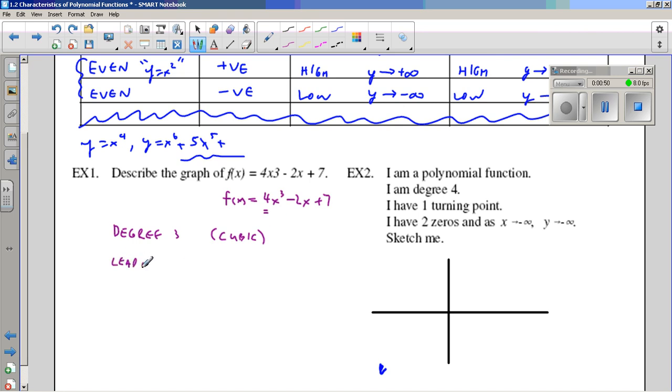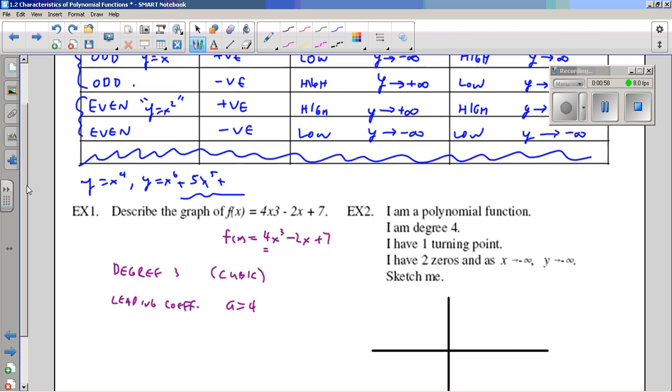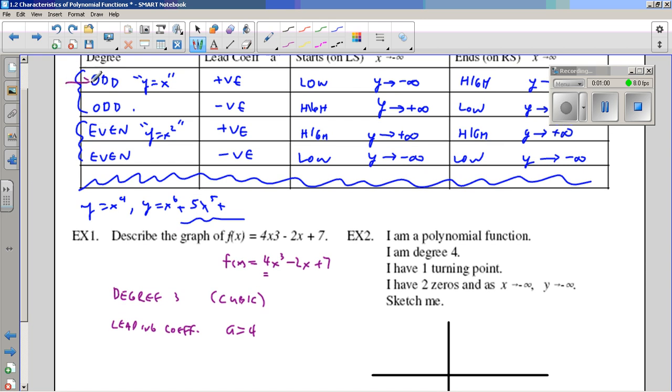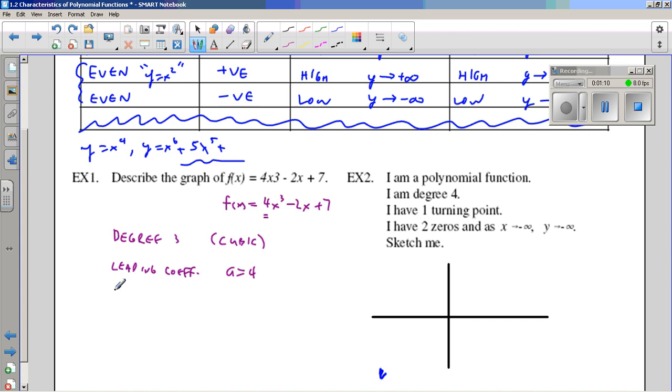The leading coefficient is 4, which is positive. So which row of our table are we talking about right there? It's an odd degree with a positive leading coefficient, so that means it starts low and ends high. So we know right away it starts low and ends high.